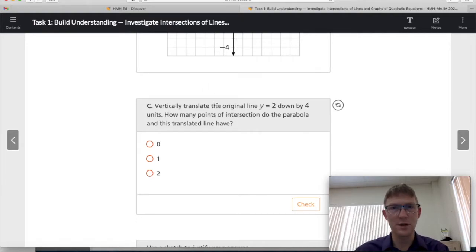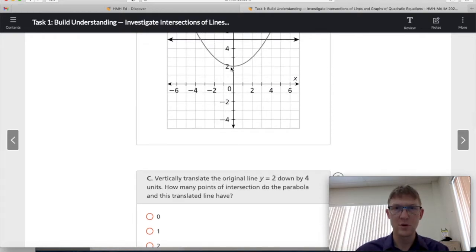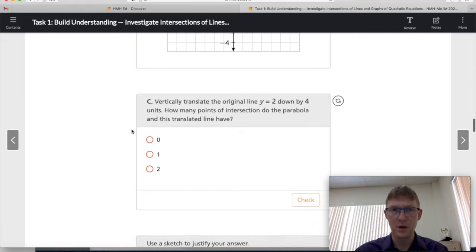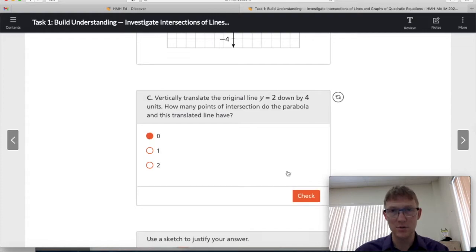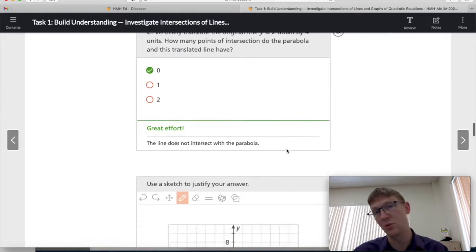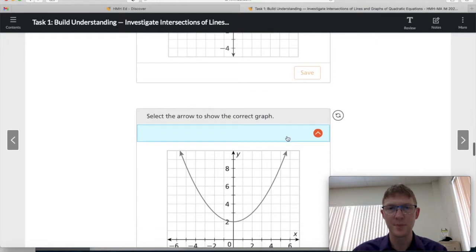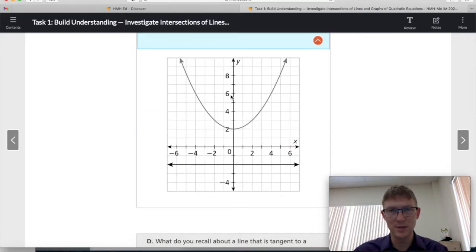So let's see here, vertically translate the original line, y equals 2, down 4 units. So it starts here, down 4 units, it would be down here. And there would then be 0 solutions, or 0 real solutions if we wanted to say that. So that would look something like this. So we've got our parabola here and our line right here.